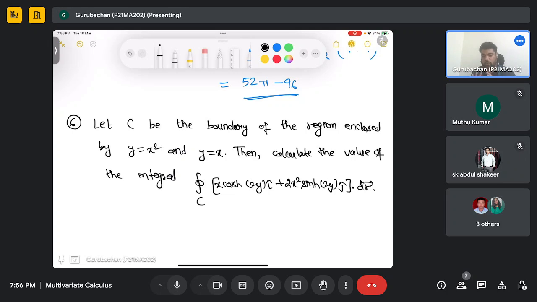First of all, draw this region and see whether all the conditions on the region and on the given vector field have been satisfied or not. Then you can try to calculate the value of this integral by applying Green's theorem. I'm not telling you to just verify it, just calculate the value. Try this one.